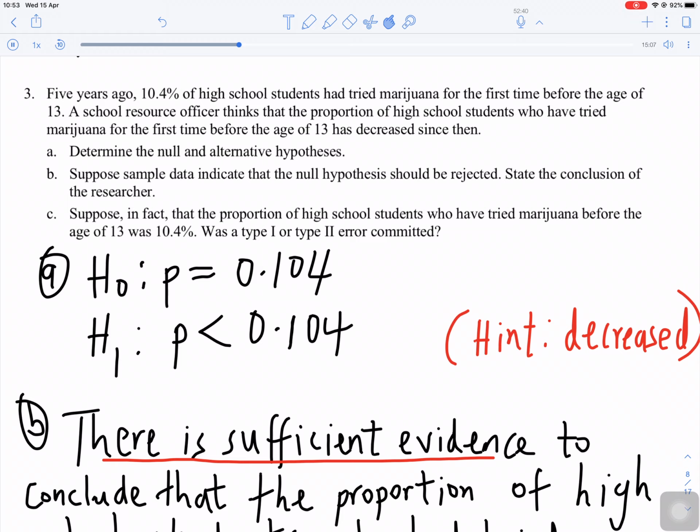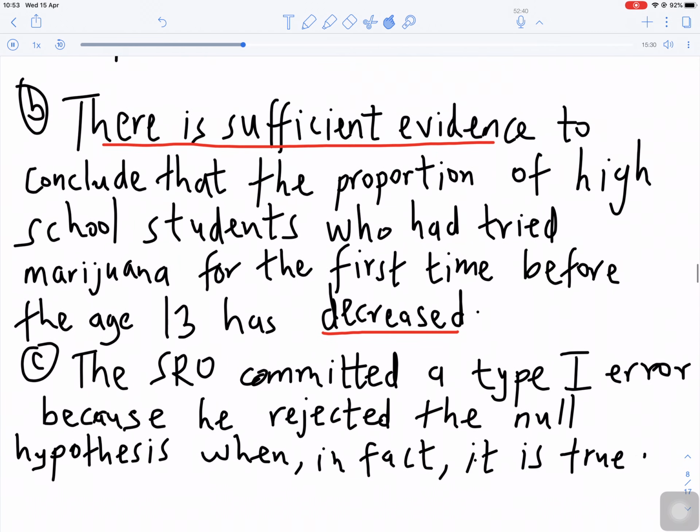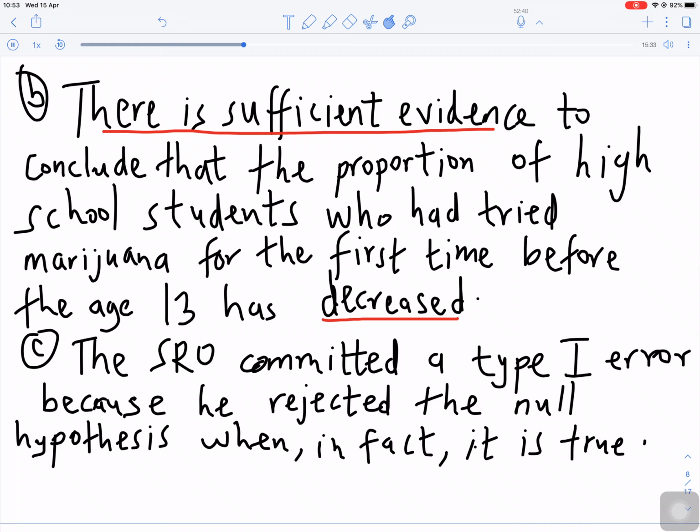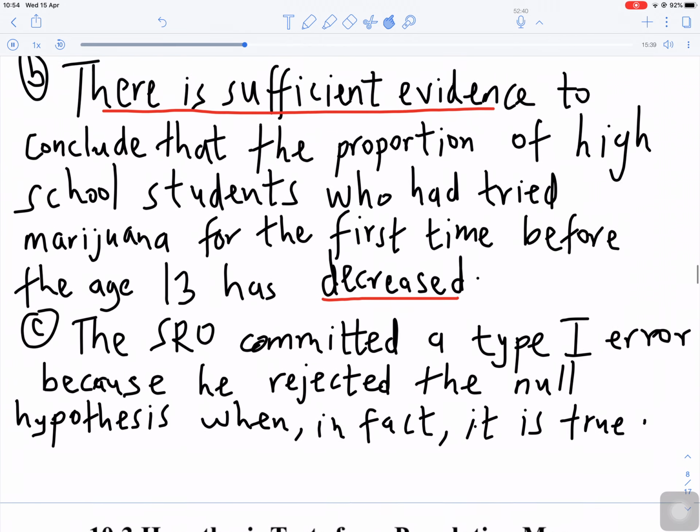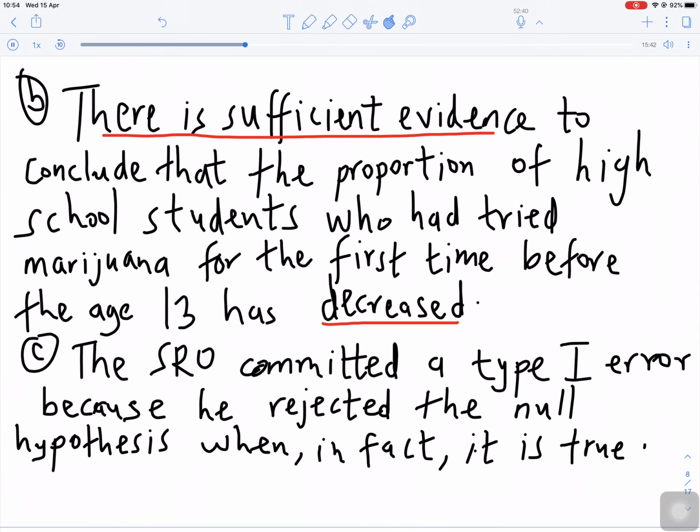So suppose that the null hypothesis is the true result in reality, but the sample evidence led the researcher to settle for H1, that the proportion has decreased. Then what type of error are we looking at? That will be a type 1 error. Type 1 error is rejecting a true null hypothesis. So C, the SRO, the school resource officer, committed a type 1 error because he rejected a null hypothesis when in fact it is true.